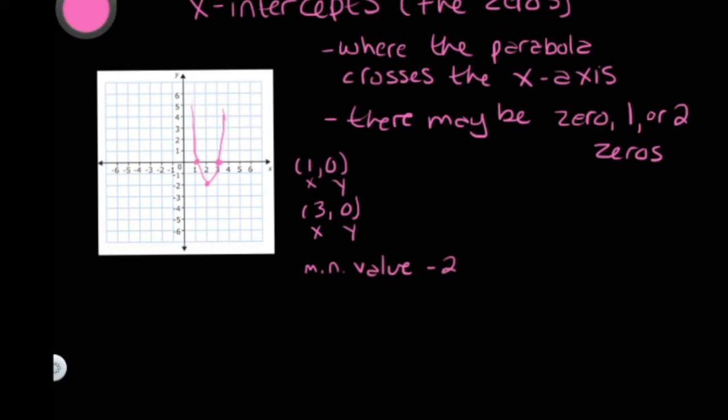-2, right? So that is this x-intercept. Let's do another one. Clear this.